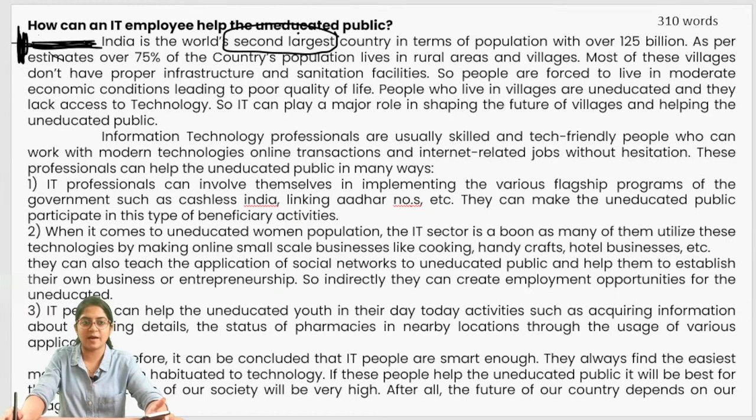The second mistake I found is in second largest. You need to use a dash here and use it as a compound word. So a dash is used while writing second-largest, and this may be a punctuation error here. All right, as per estimates, now as per is a good phrase here.